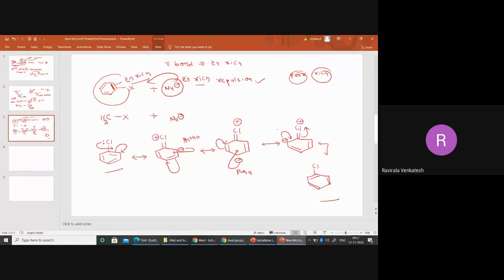Now we got here also what, ortho positions. On which positions are you getting negative charges? Either ortho position or para position you are going to get. At meta position, in resonance, you are not getting any negative charge. Okay, now, is this resonance understood or not? Yes, sir. In resonance, you are getting negative charge at ortho position as well as para position, but not at meta position.